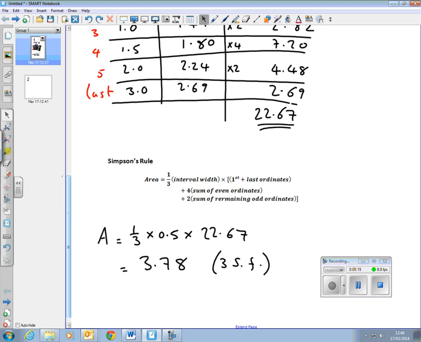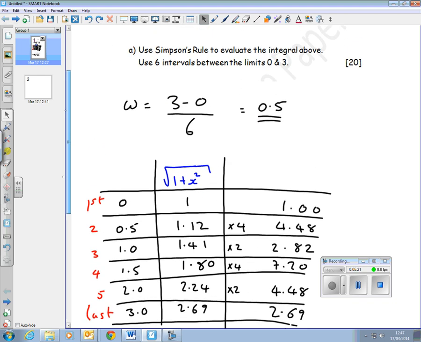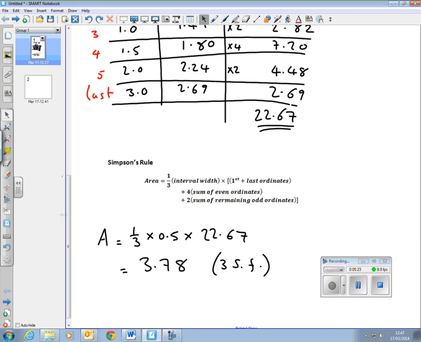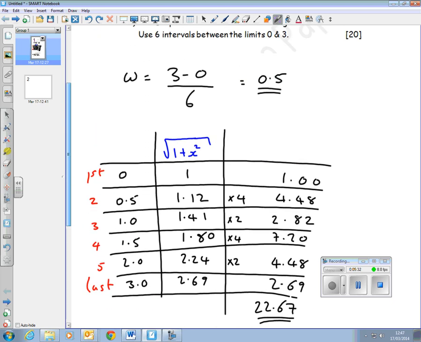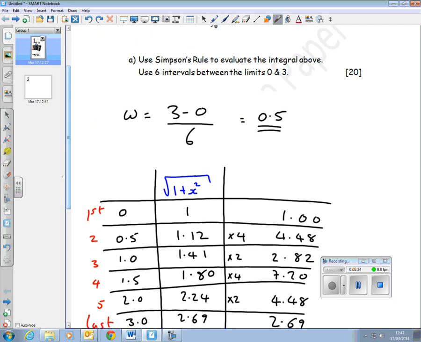So to just quickly recap, the idea here is that we're going to use Simpson's rule, which is here, to give us an approximation for the area under the curve. So we need to find out what the interval width is. As a reminder, Simpson's rule only works for even numbers of intervals, so this must be an even number. And in this case it is, so if you're asked to actually work out your own number of intervals, that must be an even number.